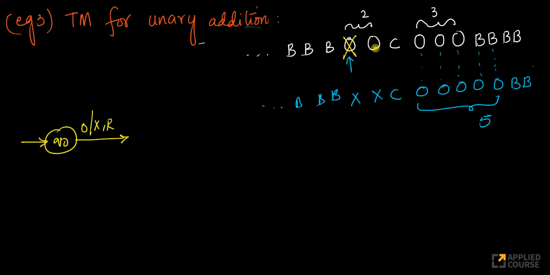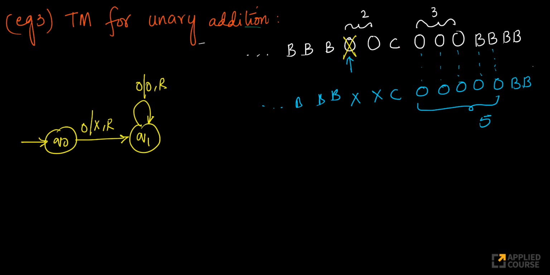Now if I encounter more zeros, I won't do anything. I'll let them be as is, because I only want to make one 0 an X and place a 0 here. Then I'll come back, make the next 0 an X, place a 0 there, and so on. I want to do it step by step. So if I encounter more zeros here, I will not touch them. I'll keep them as is till I encounter a C.